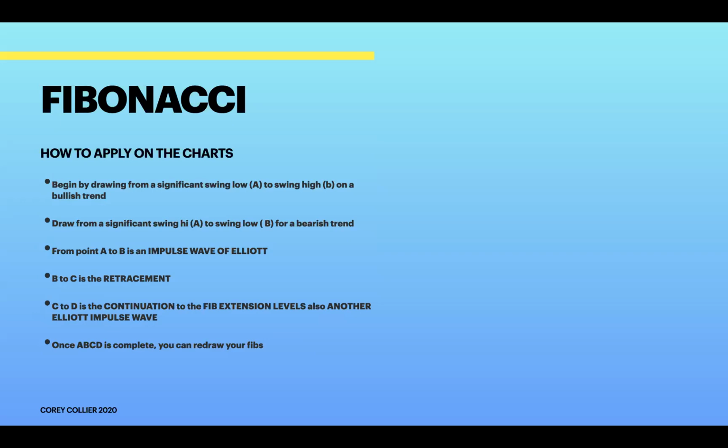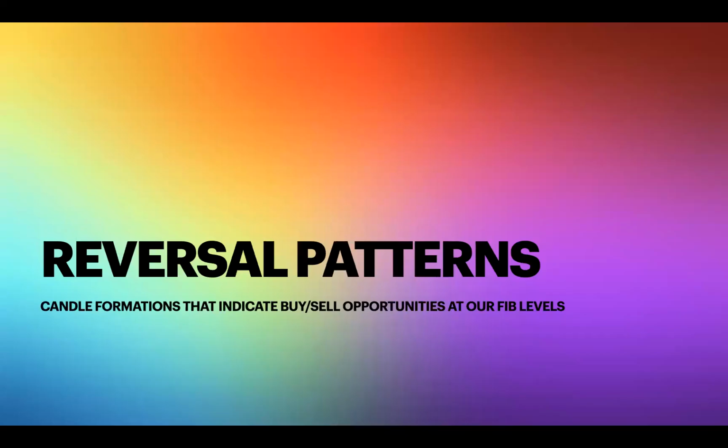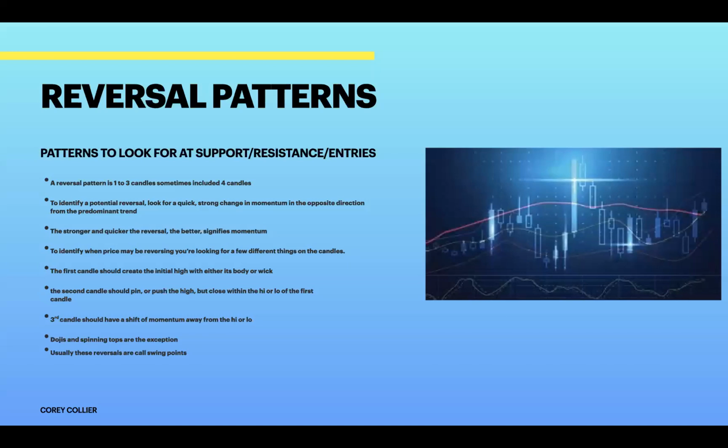Okay. Once ABCD is complete, you can redraw your fibs. Now, these reversal patterns that we're going to get into, guys, are candle formations that indicate buy or sell opportunities at the fib retracement level C. Reversal patterns are patterns to look for at support and resistance levels, and they form our entries. A reversal pattern is 1 to 3 candles.